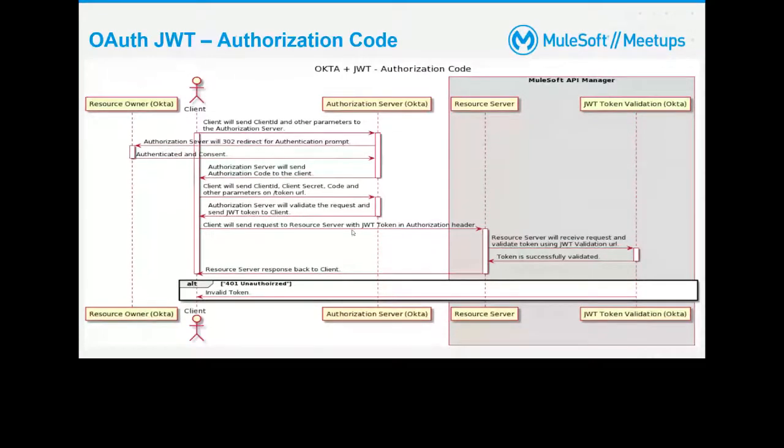So when the request comes in, the resource server will validate the token using that JWT token validation URL. Once the token is validated successfully, the resource server will send the response back to the client with all the required JSON or XML messages, whatever it needs to send back. Any questions on authorization code?